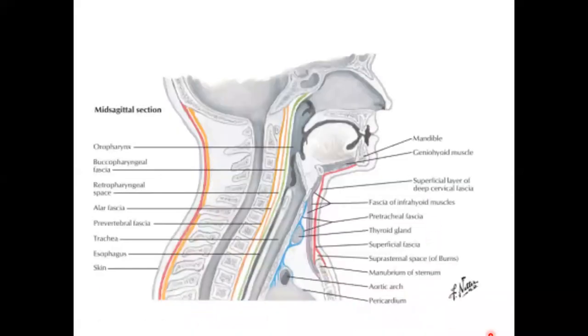So this plate is from Netter, and again, it's just showing you the same fascia, but just in a different picture. So you can see again, our buccopharyngeal fascia in green, our alar fascia in pink, and our prevertebral fascia in orange. And then remember that retropharyngeal space, that danger area, is posterior to the buccopharyngeal fascia, but anterior to the prevertebral fascia.